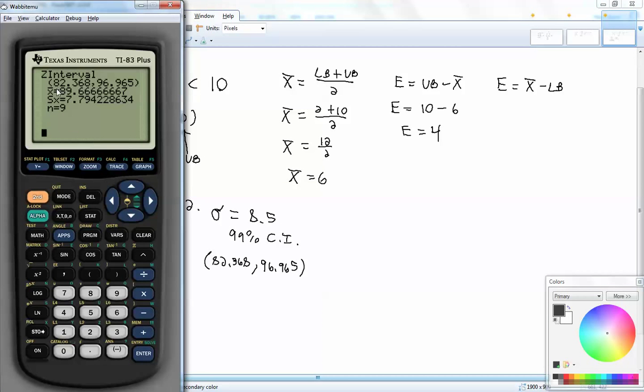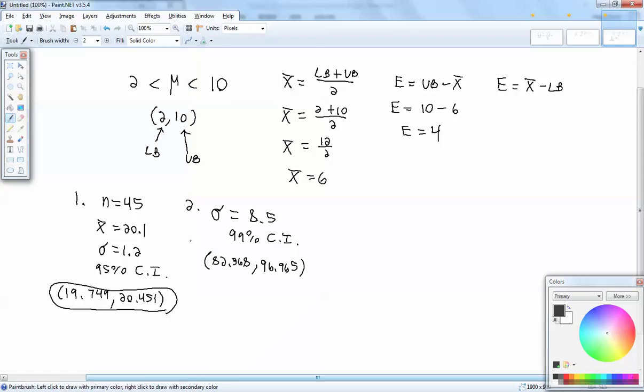Now they also give us X bar. Remember, X bar is your point estimate. So if you get any problem that asks you to find the point estimate, first find your confidence interval and then it'll be given to you. Now, how you interpret this, the question wasn't asking us how to interpret it, but we say we're 99% confident the true value of the population mean falls somewhere in this range. So that'd be our answer.